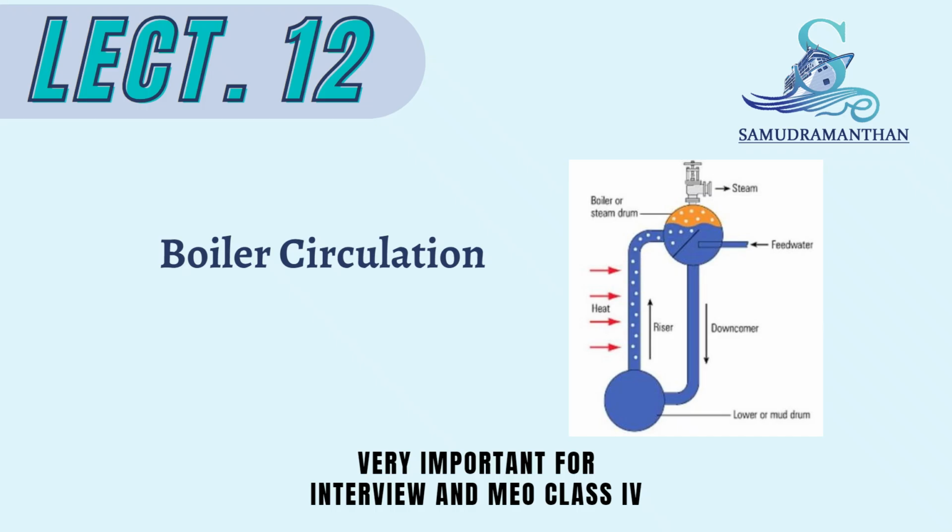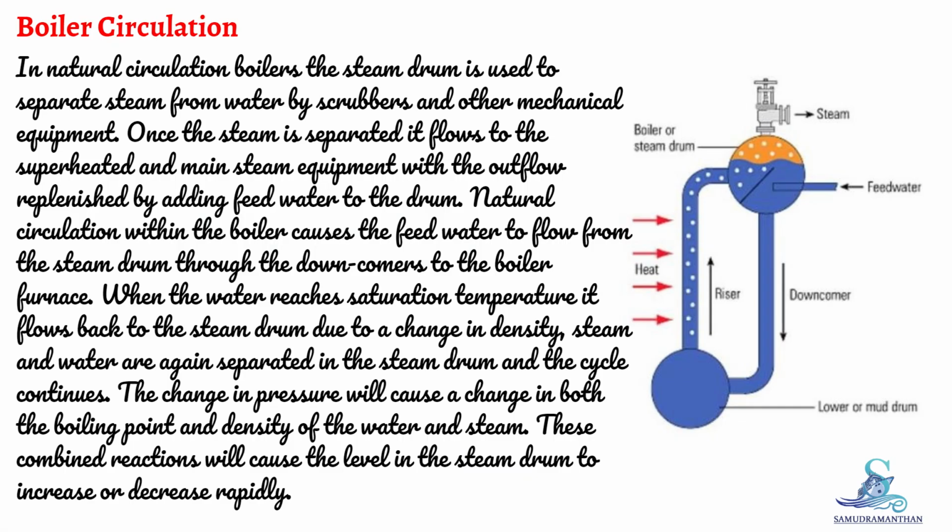In this video we are going to discuss boiler circulation and response to its malfunction. In natural circulation boilers, the steam drum is used to separate steam from water by scrubbers and other mechanical equipment. Once the steam is separated, it flows to the superheater and main steam equipment, with the outflow replenished by adding feed water to the drum.